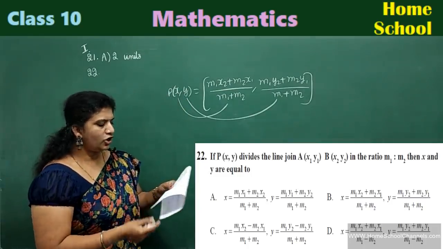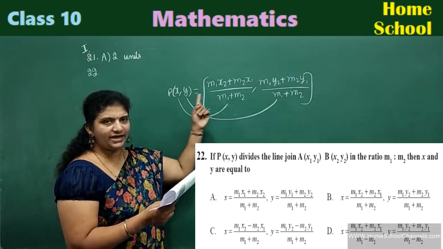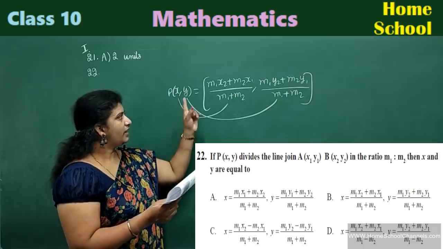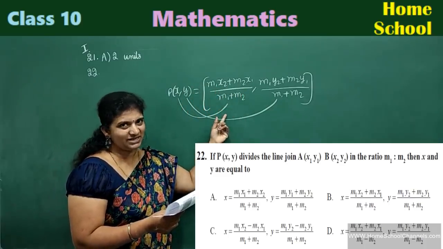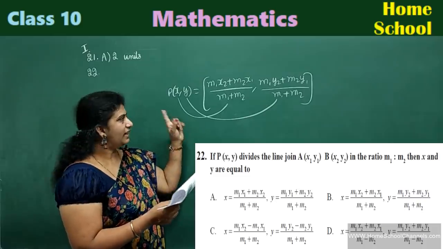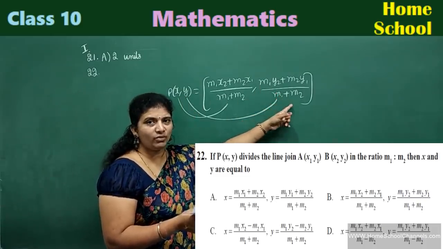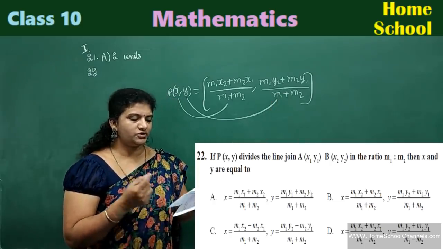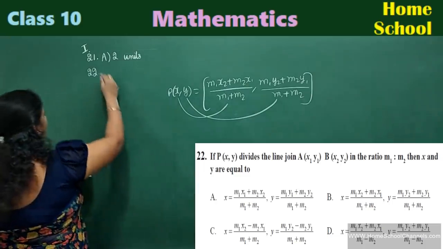Okay. See in your options, you have x is equal to m1 x1 there. No, then it is wrong. Then go to option B. x is equal to (m1 x2 plus m2 x1) by (m1 plus m2). This one is correct. Let's see why. y is equal to (m1 y2 plus m2 y1) by (m1 plus m2). Therefore, no need of checking option C and D. Your answer is option B.